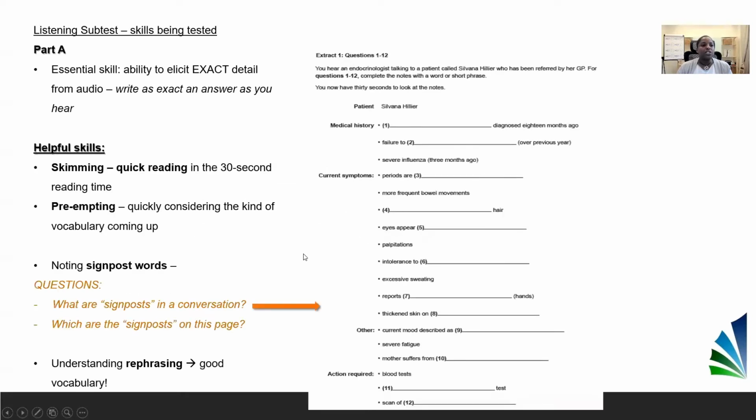Okay, so let's look at the specific skills needed in each part of the subtest. In the part A, the essential skill is the ability to elicit exact detail from the audio. Here, you're not being asked to interpret, you're being asked to listen for exact information. And in writing, you should write, filling in the space with as exact an answer as you hear.